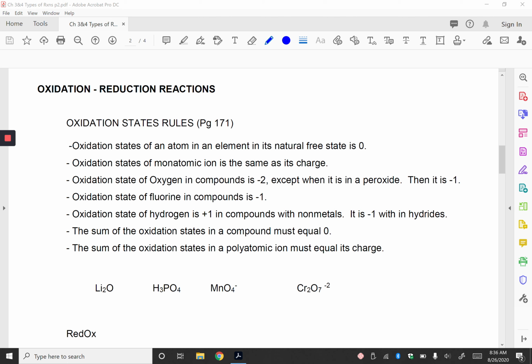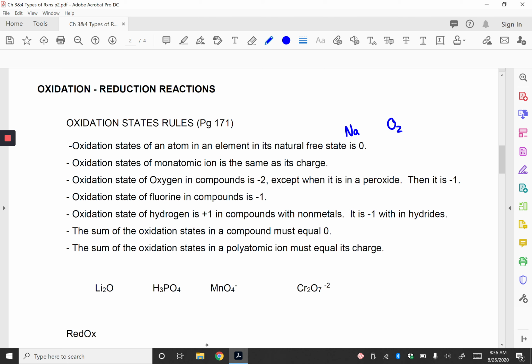So the first rule says that the oxidation state of an atom in an element in its natural free state is 0. So for example, let's say you see just Na by itself, then its oxidation state is 0. Or you see O2 by itself, that's an oxidation state of 0, because the natural free state of oxygen is O2. So those would be an oxidation state of 0.